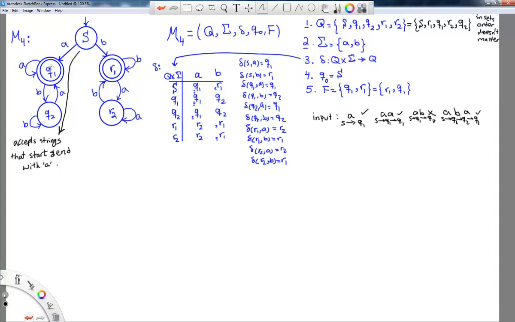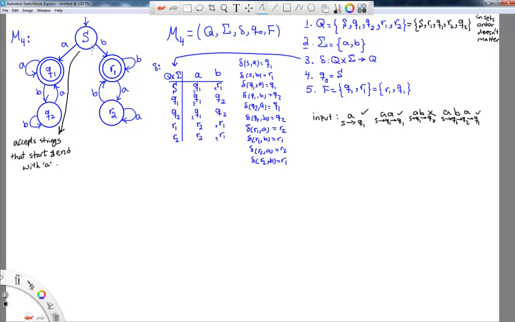So you accept A, and you accept if you see a number of A, which means that you start and end with A. And you also accept strings that start with A, keep going with some A, and then go with B and a bunch of B's, and then an A. So this arc accepts all strings that start and end with A.